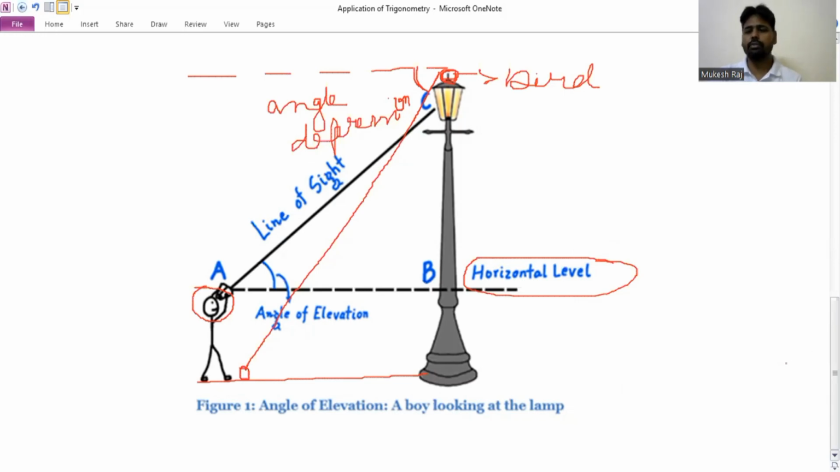In the next video, we will be discussing different cases associated with heights and distances, how we can apply different formulas to find out the height or the distance of the given parameters, and then reach the conclusion.